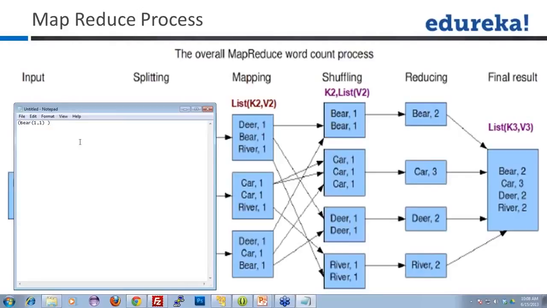Now Sachi is asking me a good question. How will we write for car? So for car, I'll write like this. Is that clear now, everyone? For deer it will be the same as deer.